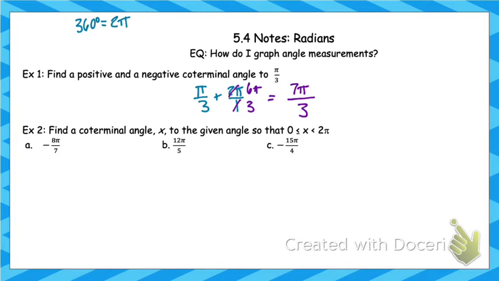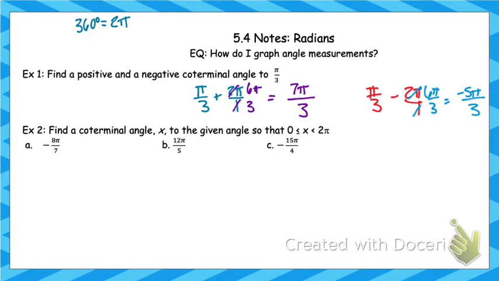So now let's do the same thing, but find a negative coterminal angle. So I'm going to subtract 2 pi. Well, again, it's 2 pi over 1. I need a common denominator, so I'm going to multiply the top and bottom by 3. And then I'll subtract. Pi minus 6 pi is a negative 5 pi at the top, and 3 is in the denominator.